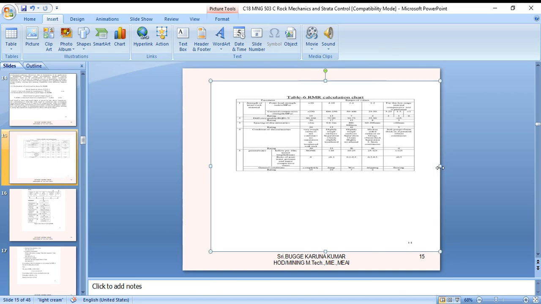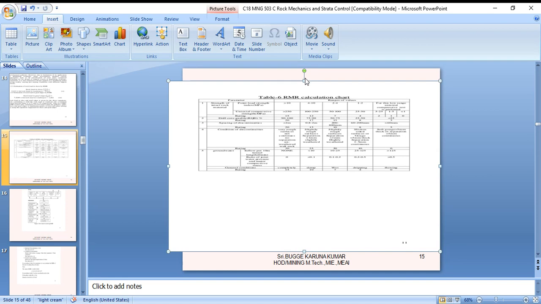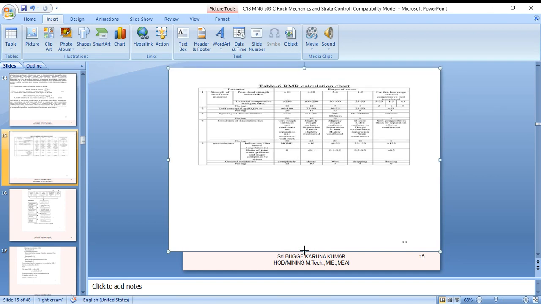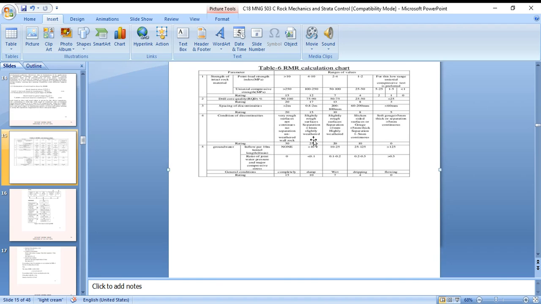This is a simplified RMR calculation chart for understanding purposes, elaborated some more. Yes, you can see it. So here we are given the strength of the intact rock material, the point load strength index. This is the other range of values for the low range uniaxial compressive strength. So these are the ratings of the RMR calculation chart for the particular rock area.